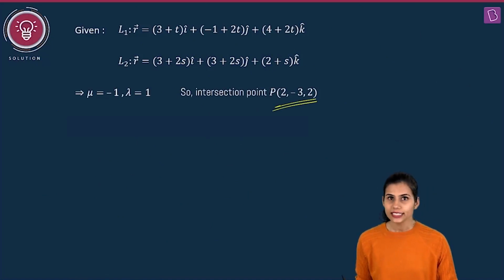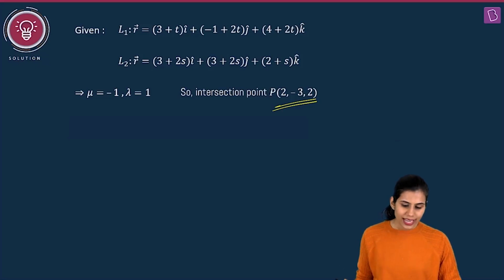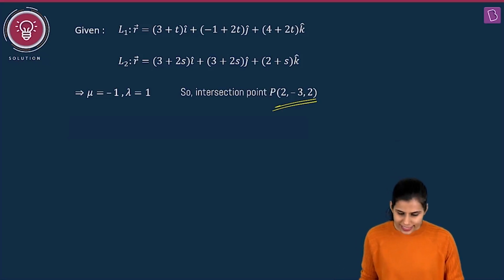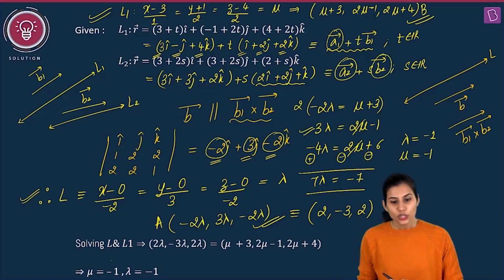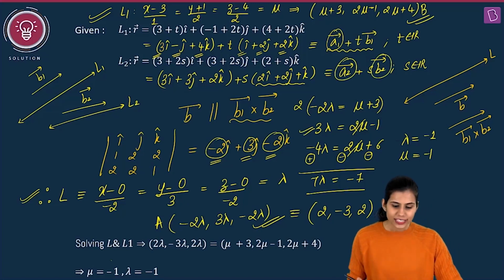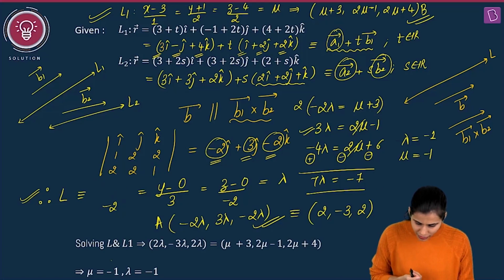The question said that there is a point on line L2 which is at a distance of root 17 units from point P. Now an arbitrary point on line L2 will look like what? See, what is L2? It is A2 vector plus S times B2 vector. So in order to write an arbitrary point sitting on line L2, what will you do? Again, express this in the Cartesian form.